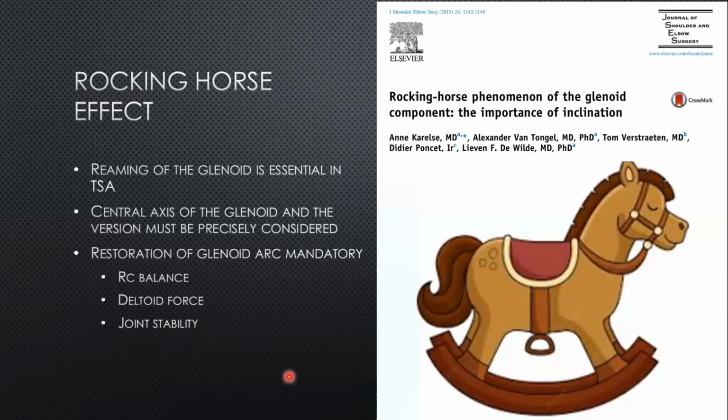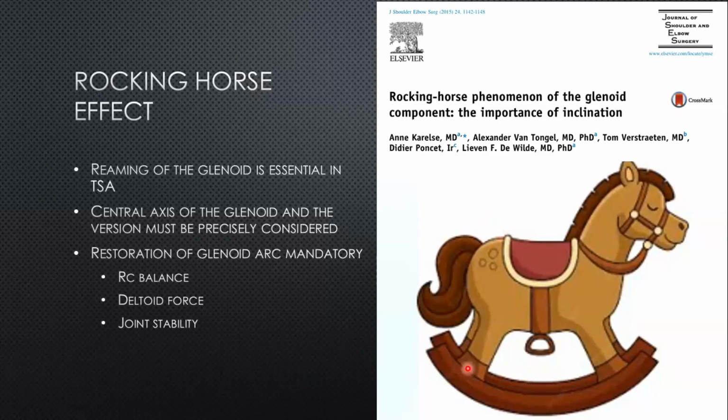The central axis of the glenoid and the version must be precisely and meticulously calculated. Restoration of the glenoid arc is mandatory for achieving rotator cuff balance, deltoid force, and joint stability. Now, what is this rocking horse that we were talking about previously? You said that there was a mismatch between the radius and the glenoid component.